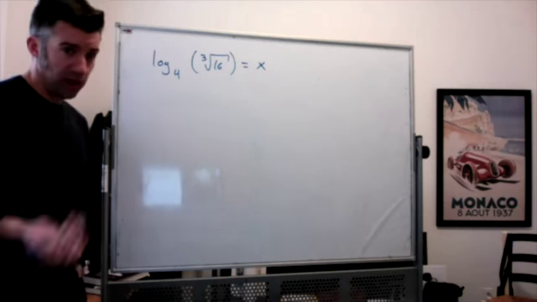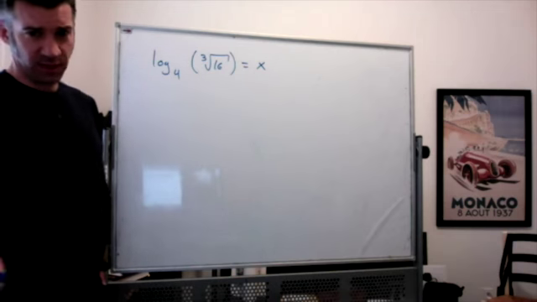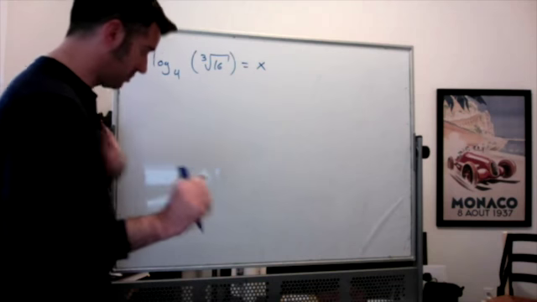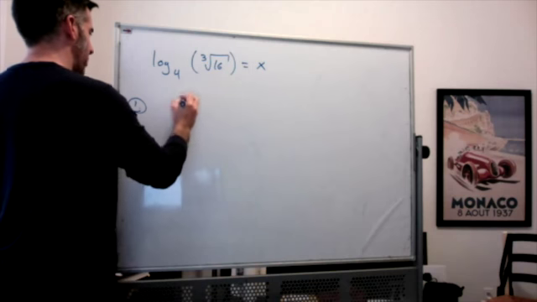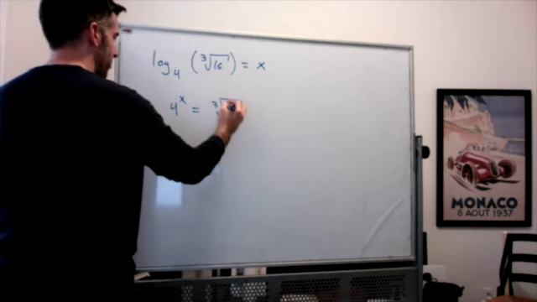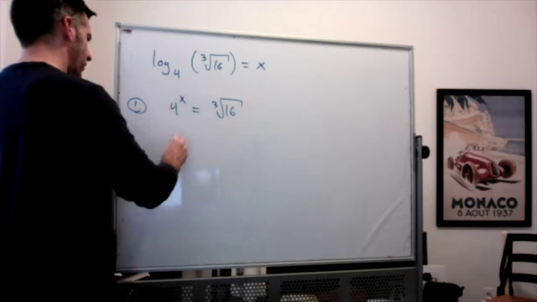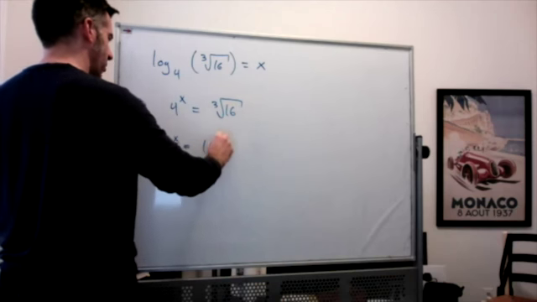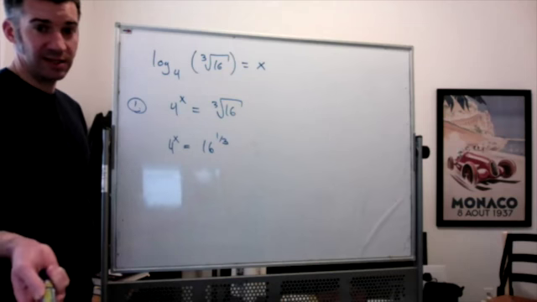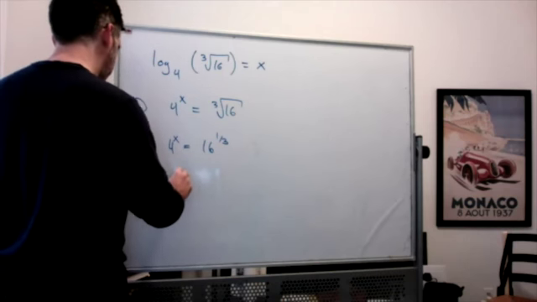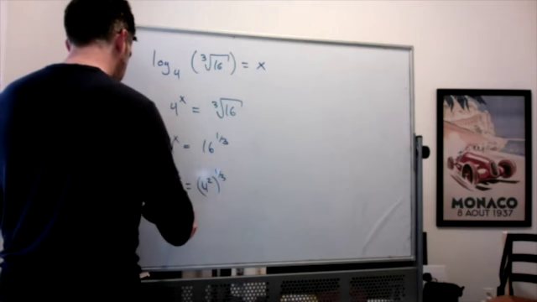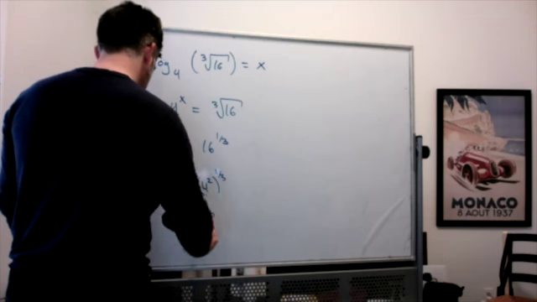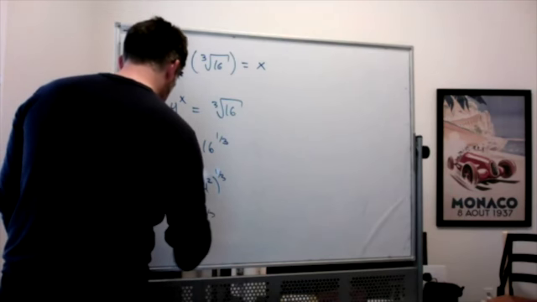The way I would probably do this one, actually there's a couple ways. Let me show you 2 ways to do this one. First way, rewrite it as 4 to the x equals the cube root of 16. And then 4 to the x, this is 16 to the 1/3. And then we can write both sides as powers of 4. This is 4 to the x, this is 4 squared to the 1/3. So 4 to the x equals 4 to the 2/3. So x equals 2/3. It's a perfectly fine way of doing it.